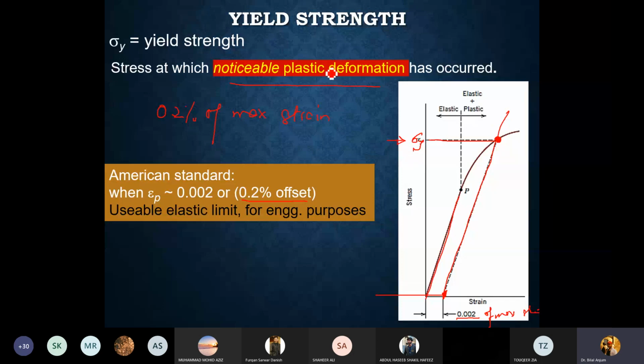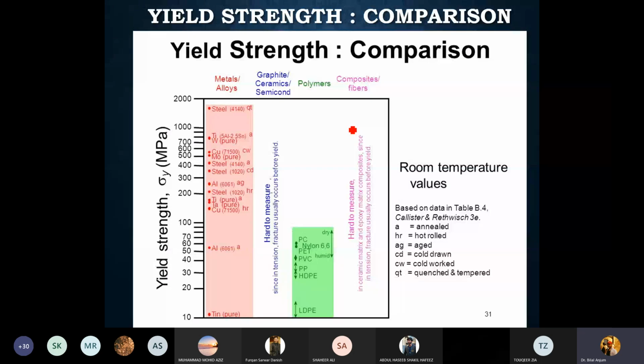This is basically the point where you could have noticeable plastic deformation. That is the limit of stress that is used as a design value for engineering purposes. For usable elastic limit or for engineering purposes, you use this yield strength value. Yield strength of different metals would be expressed in terms of megapascal. Polymers would have lower yield strengths as compared to metals.